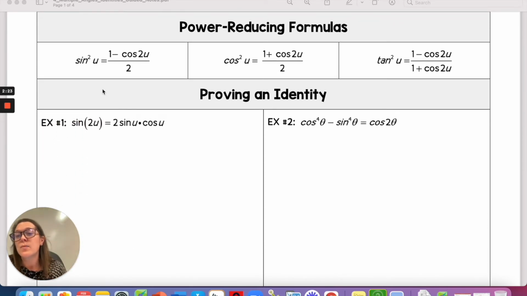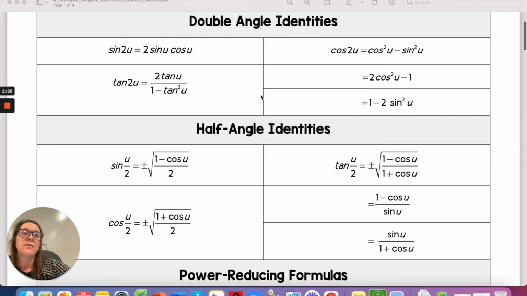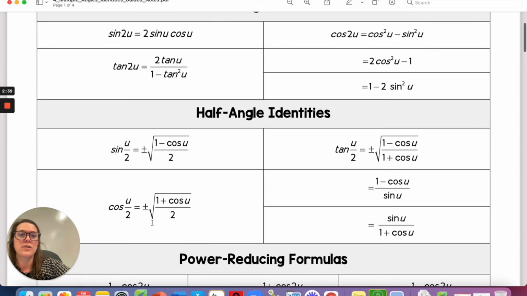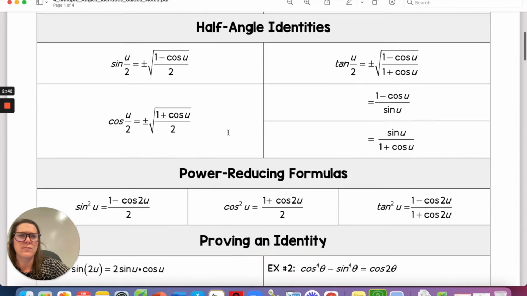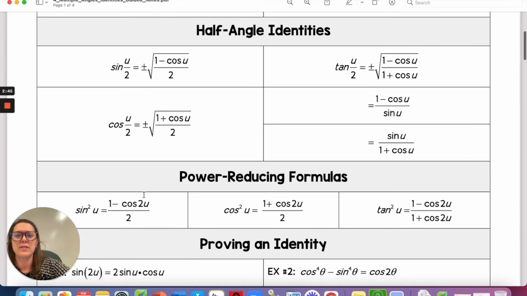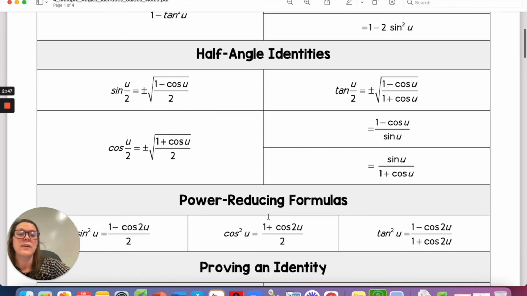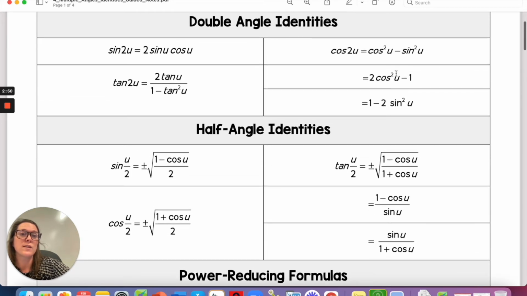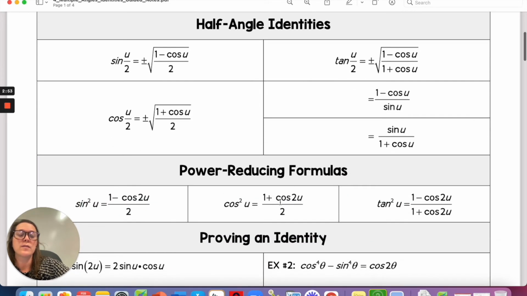Okay, so we've got double and half angle identities, and then we have our power reducing formulas. The sine squared of u is going to be equivalent to 1 minus cosine 2u all over 2. If you were to take one of these, let's say this one that has the sine squared in it, and solve it for sine squared, you would end up with this ratio. I forgot the cosine 2u there. If we did the same thing for cosine squared, solving for cosine squared in this equation, we would end up with this ratio. And same with tangent: tangent squared u ends up with the ratio of 1 minus cosine of 2u all over 1 plus cosine of 2u.